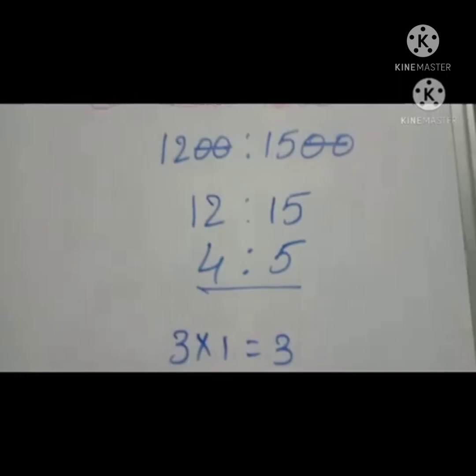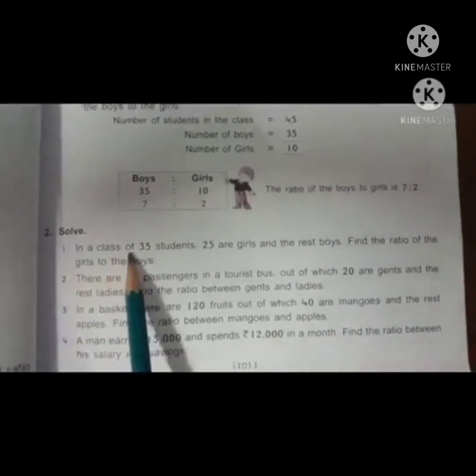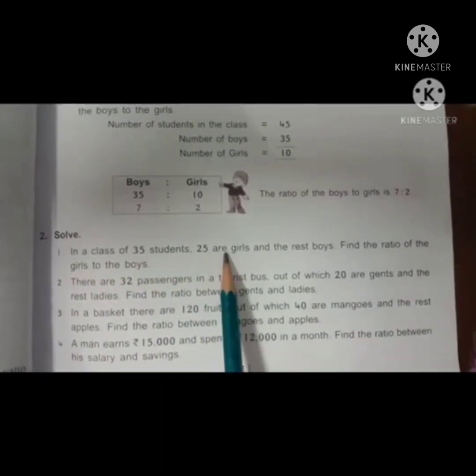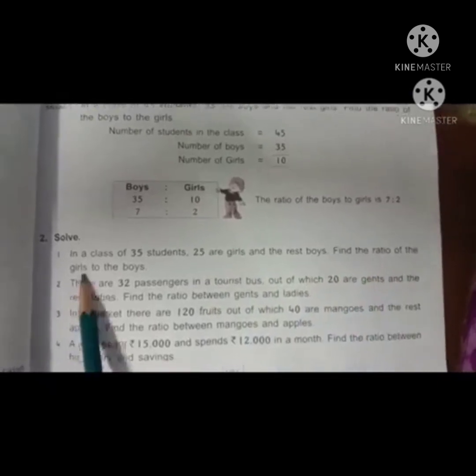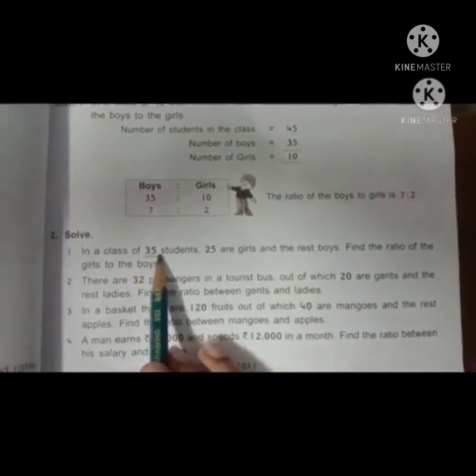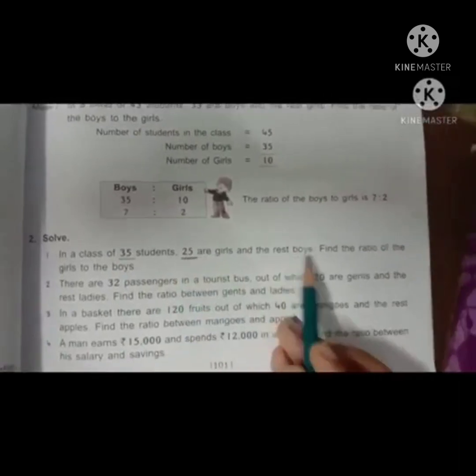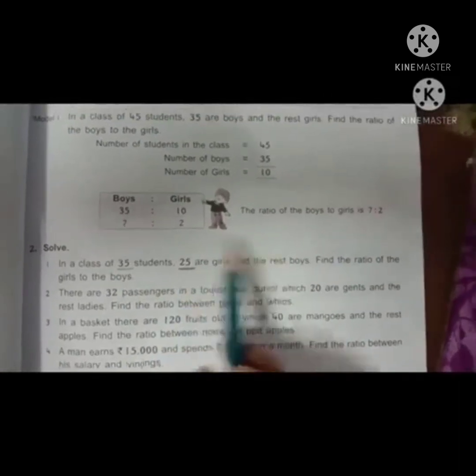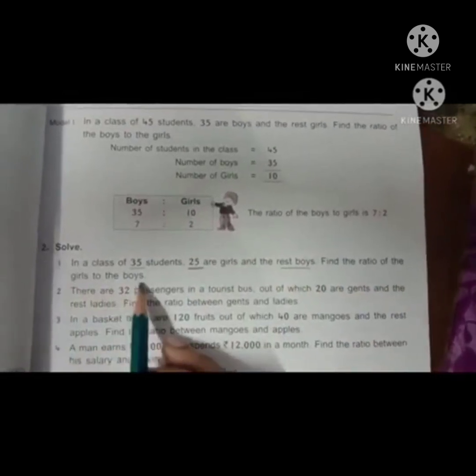4 is to 5. Here first one, solved problems. First one, in a class of 35 students, 25 are girls and the rest boys. Find the ratio of the girls to the boys. How many students are there in a class? 35 students. How many girls are there in the class? 25 are girls. Rest of boys. Find out the ratio of girls to the boys. Here what we have to find out? Ratio to whom? Girls to the boys.